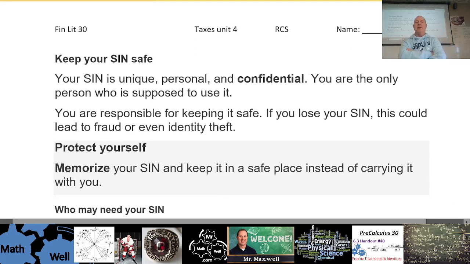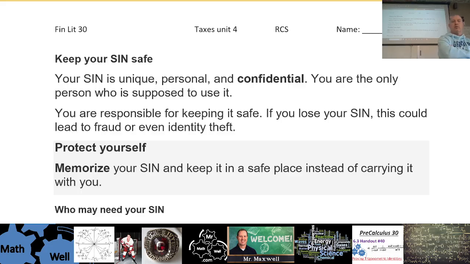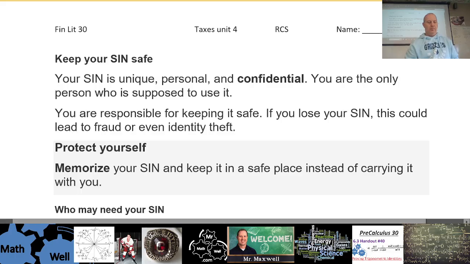All right, so what else about a SIN? You should keep it safe. Your SIN is unique, personal, and confidential. You're the only person who's supposed to use it. You are responsible for keeping it safe. If you lose your SIN, this could lead to fraud or even identity theft. So it's best to memorize your SIN and keep it safe instead of carrying it around with you.